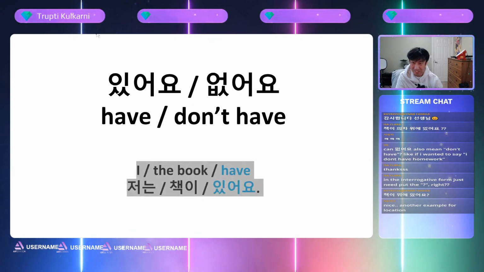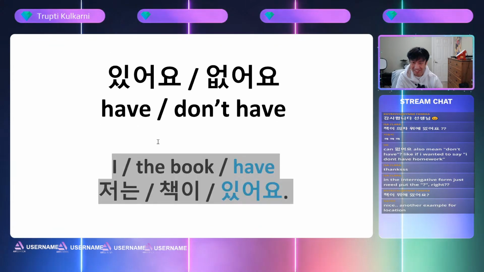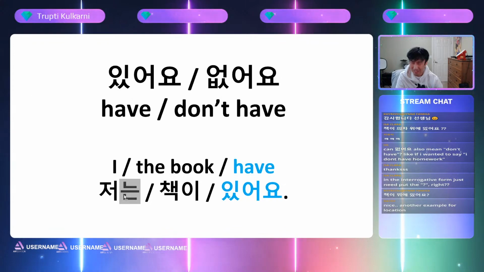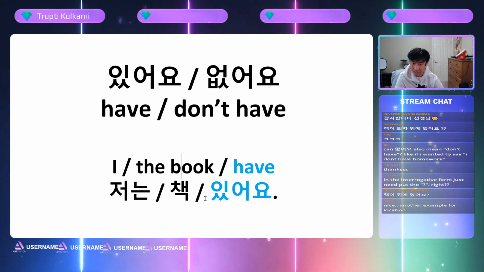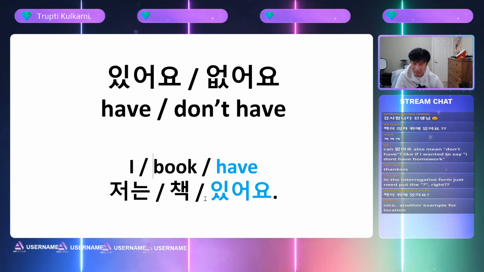Now I know people are gonna be like, wait, why are there particles like nun and ka? This nun is here just because of who's the main character of the sentence. It's just me. I'm the main character of the sentence, right? And then this e is here because the book, the book. The e means the in English. If we remove the e and it was just like 저 책 있어요, it could mean like I have books in general.